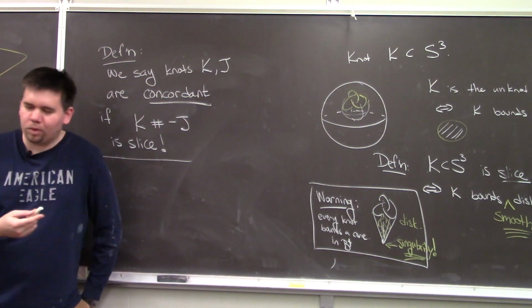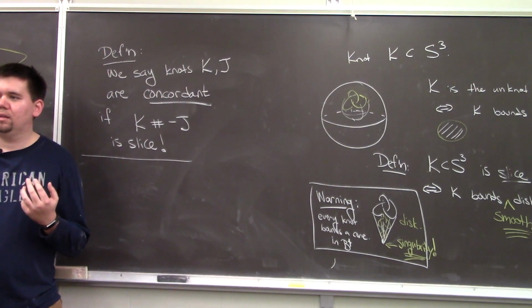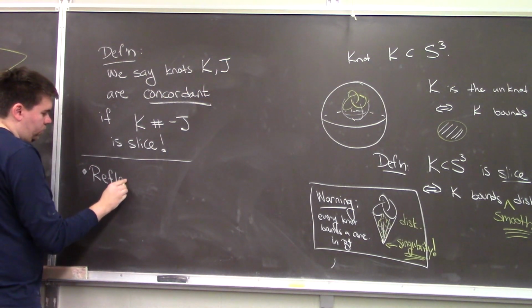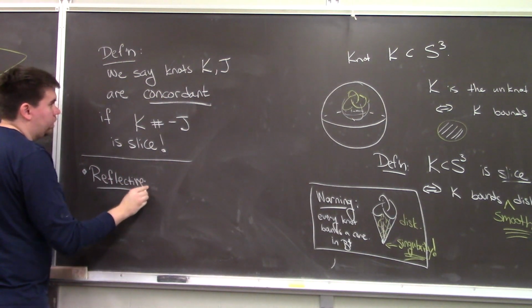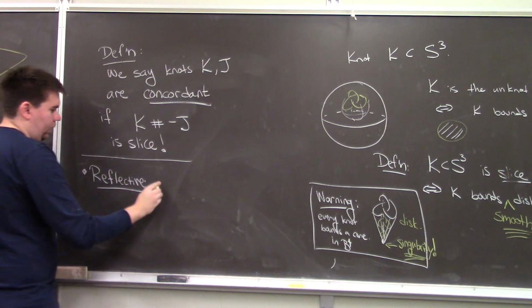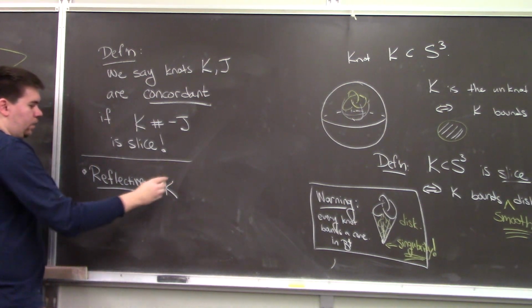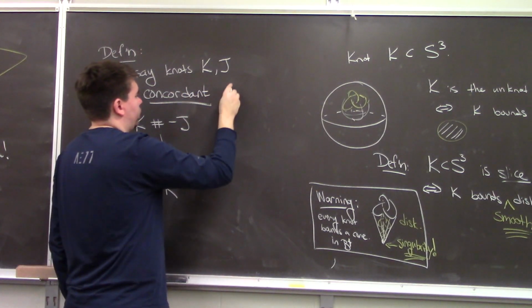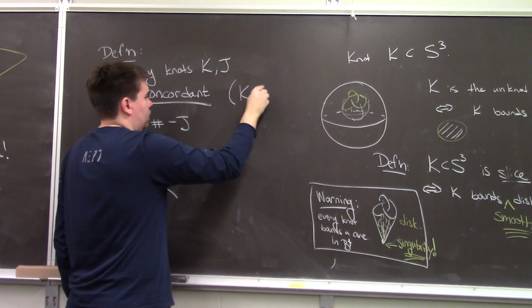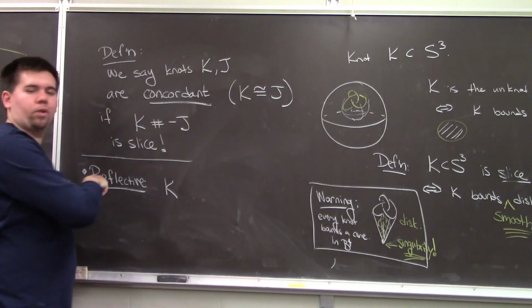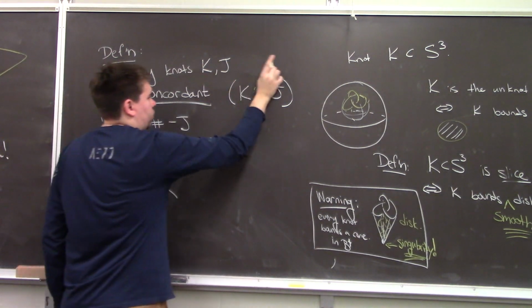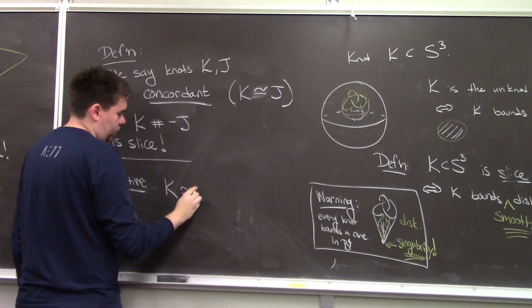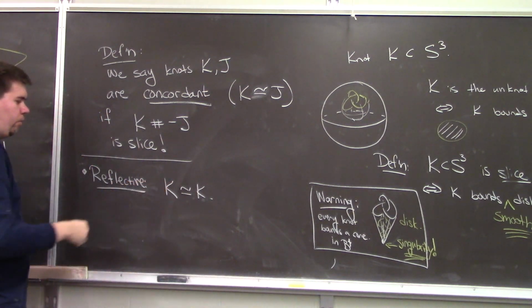So I claim that this is an equivalence relation on knots. In order to be an equivalence relation, what are the 3 conditions you have to satisfy? It has to be reflexive. OK, so the first one is we need to show that this is reflexive. So in particular, we want to say that any knot K is concordant to itself. So let's get some notation for concordant. So I'll say they are concordant, and we'll denote that K is equivalent to J, which means concordant to J. So we want to show that K is always concordant to itself.